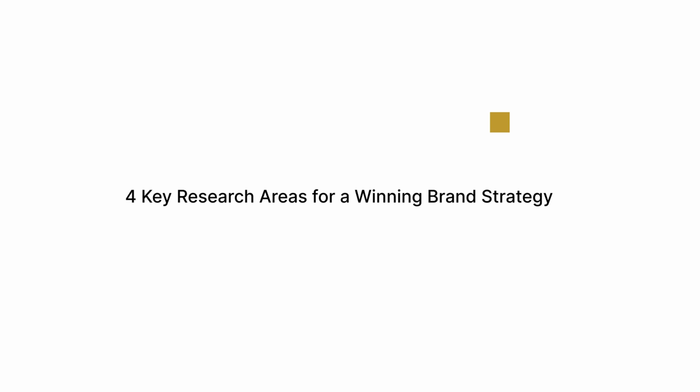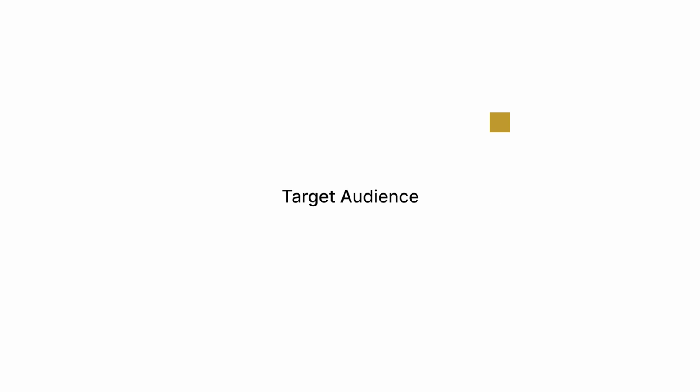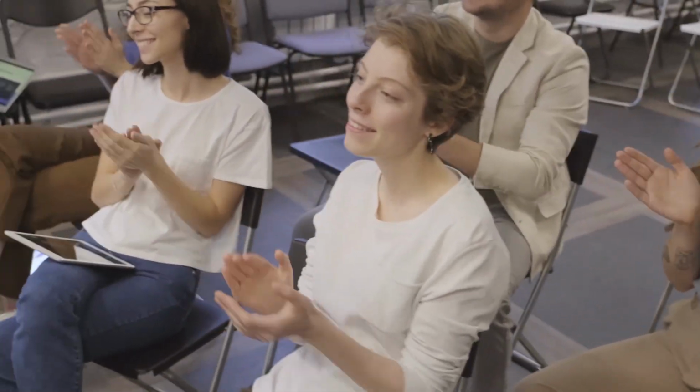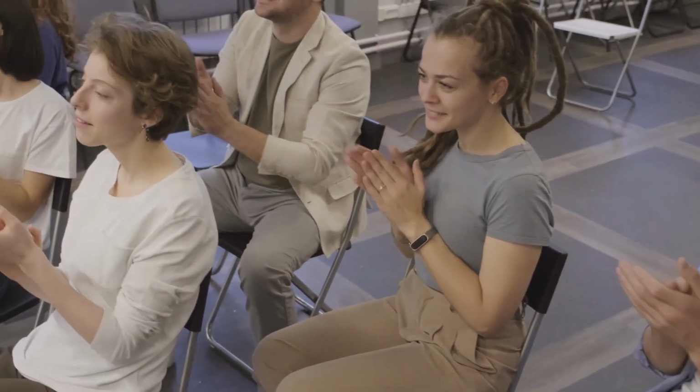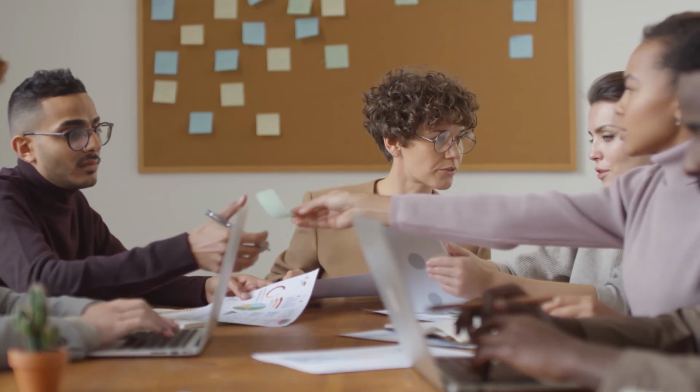Now back to our 4 key research areas for a winning brand strategy. The first one is the target audience. The first research area is all about your target audience. You have to know who you are talking to and what they need. Here are the key things to focus on: demographics, psychographics, pain points, and buying journey. Understanding your audience is the foundation for everything, from your messaging to your product design. Without this, your brand won't connect with your audience.